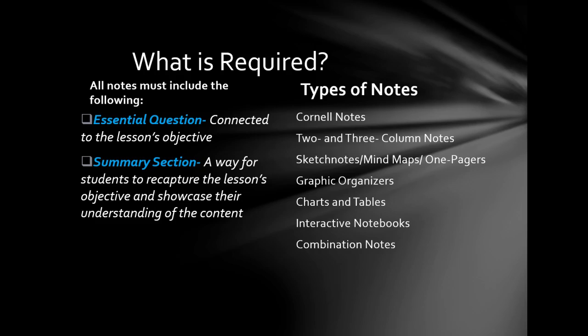So, what kind of notes can you take? You can do Cornell notes, you can do 2 and 3 column notes, you can do sketch notes, mind maps, one-pagers, you can use graphic organizers, you can use charts and tables, you can use interactive notebooks. So your interactive notebook can be a compilation of all of the notes all together. And you can use combination notes. So that means a combination of graphics and handwritten notes.